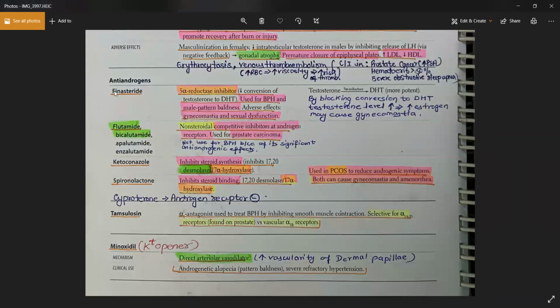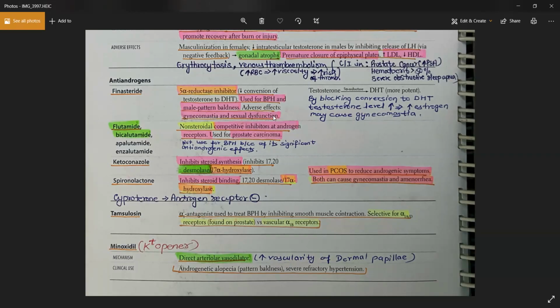First one is finasteride, which is a 5-alpha reductase inhibitor. It will decrease the conversion of testosterone into dihydrotestosterone, so it will be useful for BPH in the patient, right? Adverse effects include gynecomastia, because the remaining testosterone will be converted into estrogens, so this will cause gynecomastia.